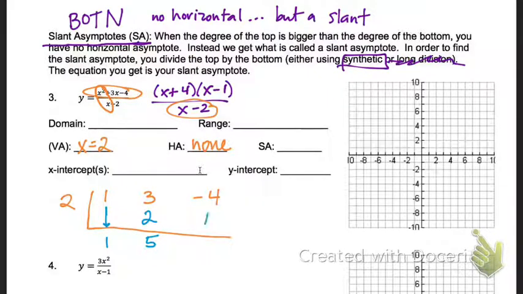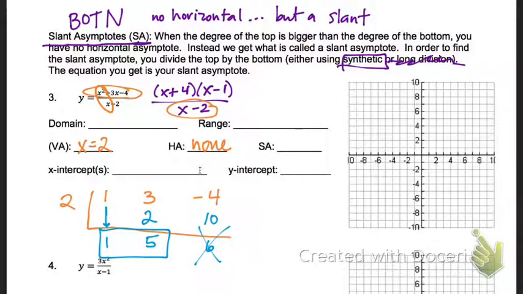2 times 5 is 10. Add down, 6. You will almost always, like 99% of the time, get a remainder, but we ignore it. So just put a big X through it. And we use these two numbers. So every time that you divide, you get 1 degree less.